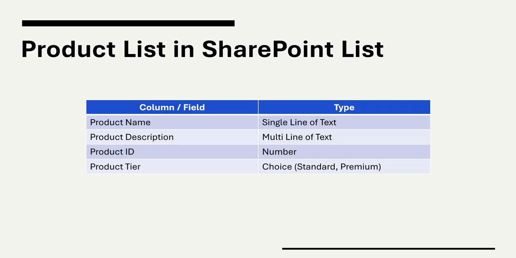Let's first take a look at the product list which we will ultimately be building in the upcoming videos. We will first create site columns that will help to build the product list. We are looking at creating four columns. The very first is the product name, which we will create as a single line of text. The next column is the product description. We will create it as a multi-line of text. Then we will create a product ID, which will be a number. And then we'll go with the product tier, which is more of a choice column. So either it's standard or premium.